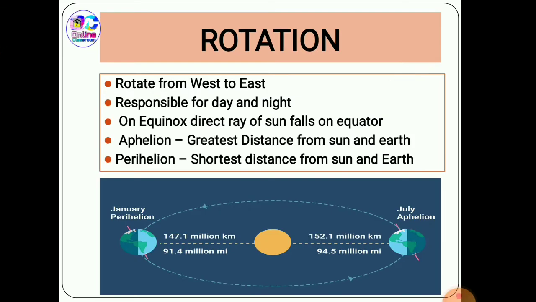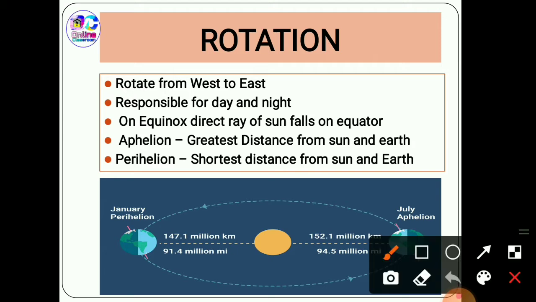The most important thing is that rotation helps in the occurrence of day and night. Now we all know that the earth rotates from west to east. So this movement helps in the formation of the day and night which we experience every day.